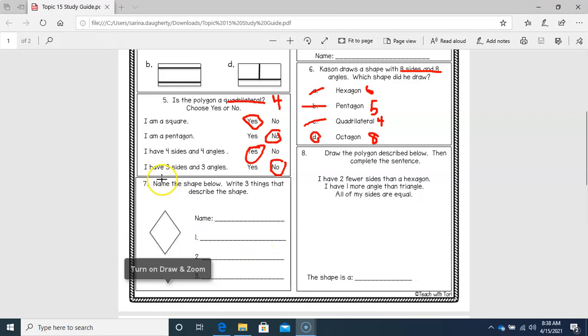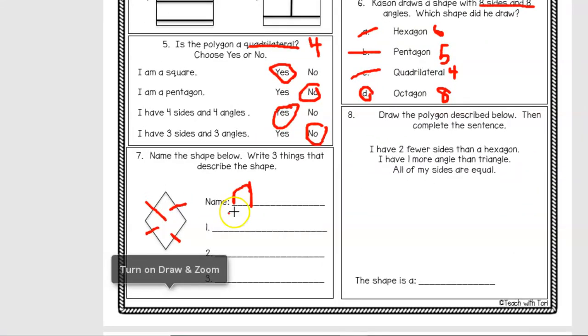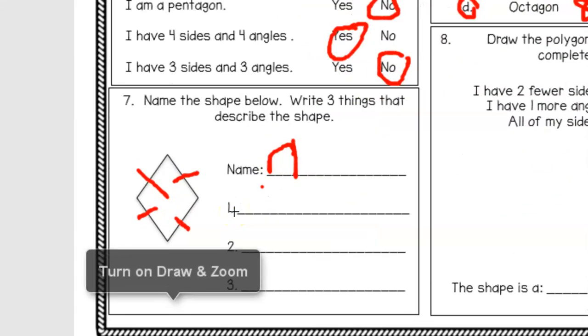All right, on number 7, it says, name the shape below. Write 3 things that describe the shape. Well, this is called a rhombus. It has 4 sides, so I'm going to write rhombus. Okay, rhombus. All right, and we need 3 things that describe the rhombus. Sorry, that is terrible writing.